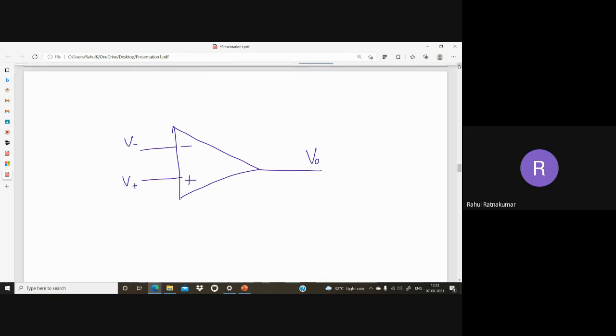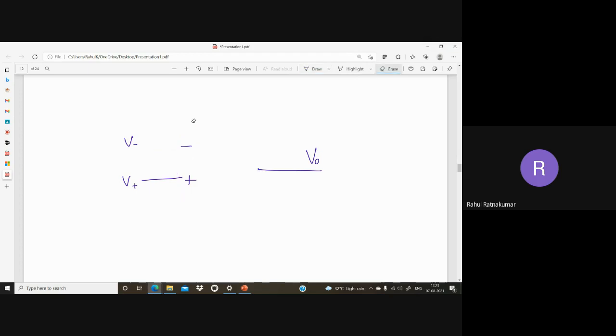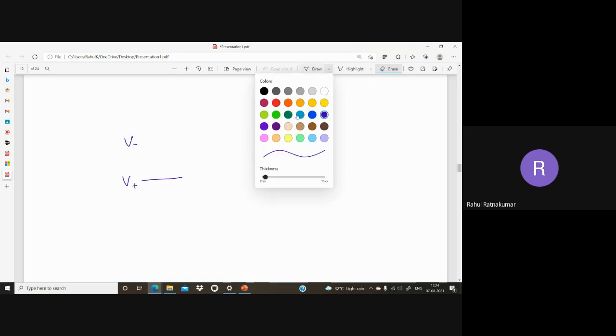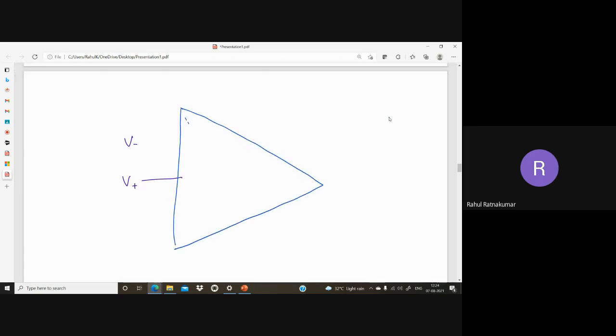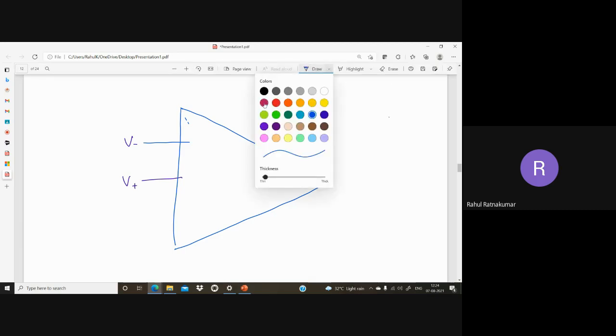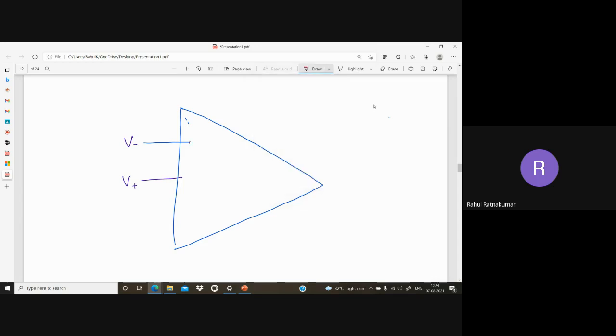Okay, so let's see the equivalent circuit of an op-amp. Now there are two voltages going inside the op-amp, and both will be connected inside the op-amp through a very high impedance. So there is some very high impedance called ZI, the input impedance of this op-amp.